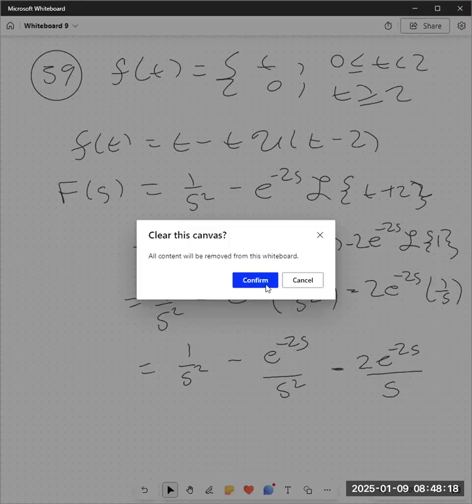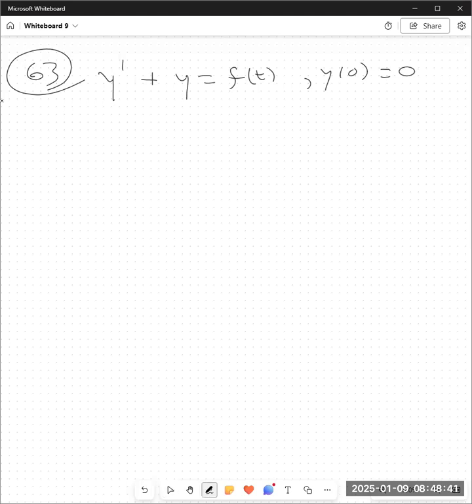Let's go ahead and skip down to number 63, which is an initial value problem. y prime plus y equals f of t, where y of 0 equals 0 and f of t is defined as the piecewise function 0 for all t greater than or equal to 0 and less than 1, and 5 for all t greater than or equal to 1.